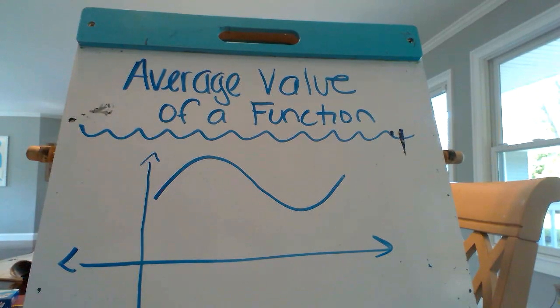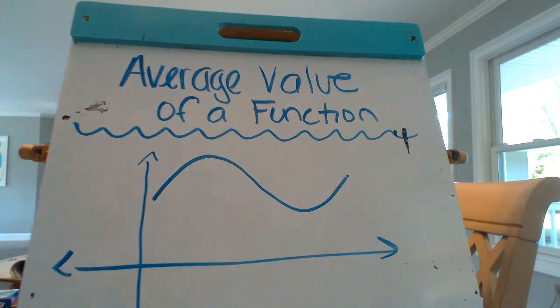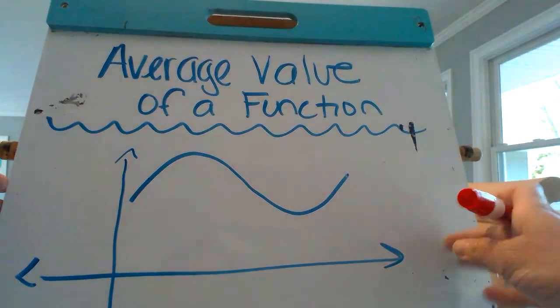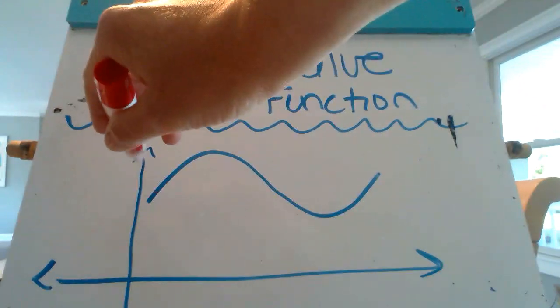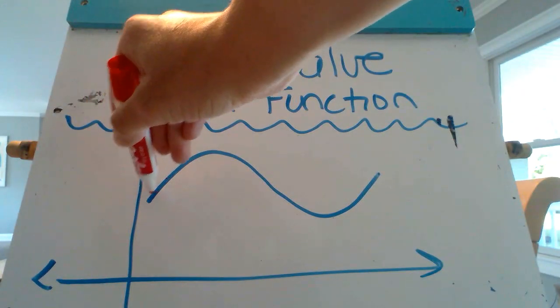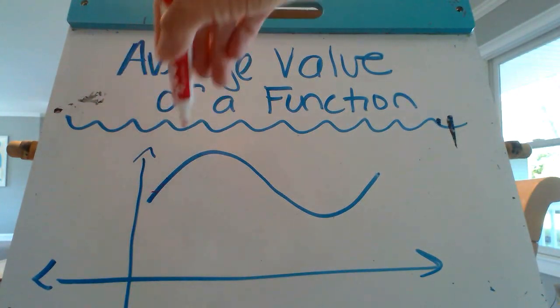All right, so we're going to talk about the average value of a function. So your average value of a function, let's just get this straight so you can see it better. There are values on this graph. So here there's a y value that corresponds to this point. There's a y value that corresponds to this point, a value that corresponds to this point, and so on.